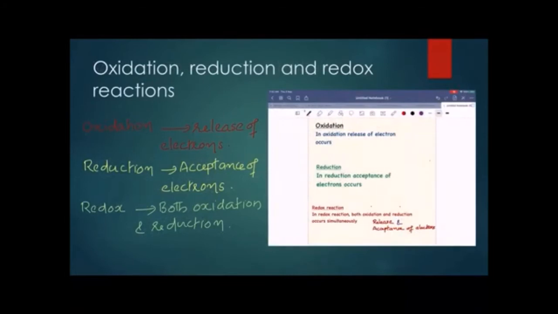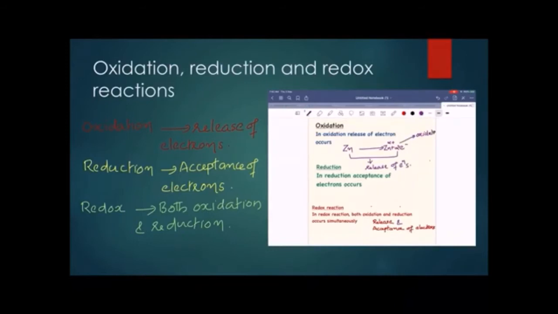In oxidation, release of electrons occurs. For example, a zinc atom releases 2 electrons and becomes zinc ions. So here, release of electrons occurs. So this reaction we can call an oxidation reaction.